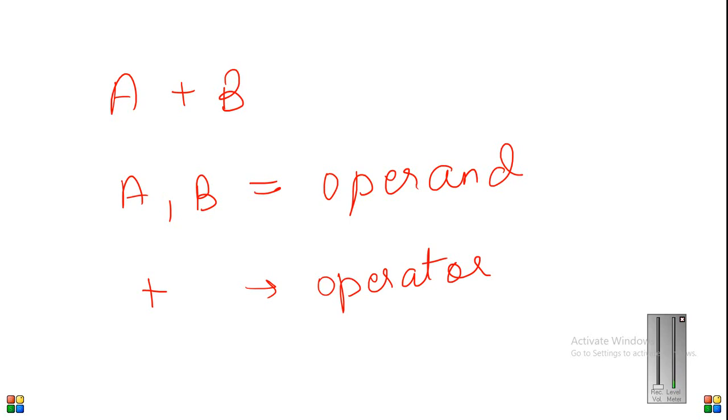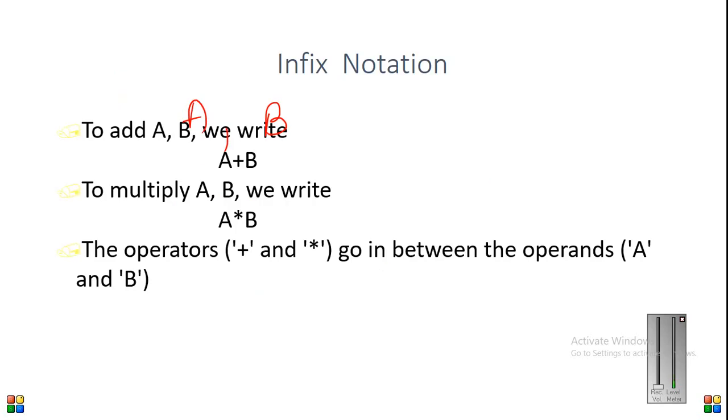So when you write a plus b, a is an operand, plus is the operator, and b again is the operand, right? The operators plus and asterisk, or multiplication, go in between the operands a and b. Notice the word in between, and that is how we get infix notation. Things will be more clear when you see more examples of what is postfix and what is prefix.